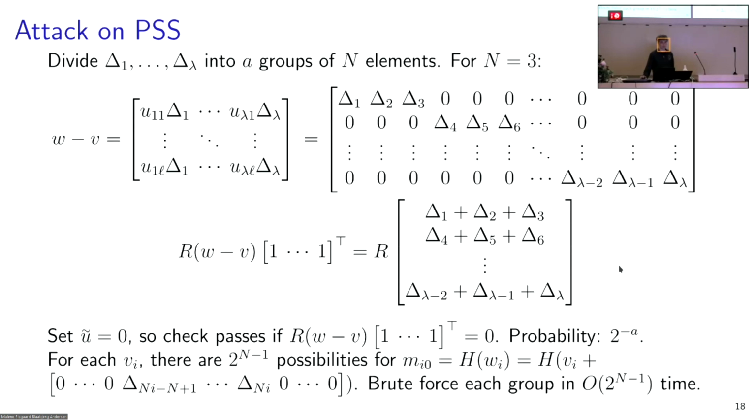And then finally, each of these rows is isolating these bits of delta. It's not the full randomness. And so we can recover all of delta by going through and just brute forcing each piece. There are only 2 to the n minus 1 possibilities for each of these pieces of delta. And again, if you brute force all of delta, it breaks the whole thing.